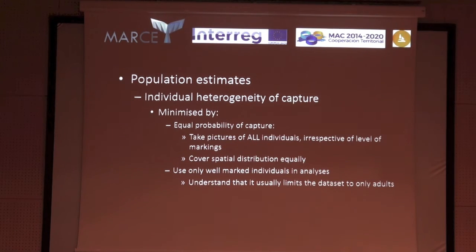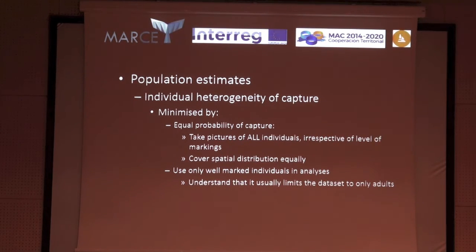So it can be minimized by equal probability of capture. Okay, so this is when we're coming back to what you are doing in the field. So taking pictures of all individuals, irrespective of the level of marking, so you don't have individuals that you focus on because, oh, this one is really well marked, so I just want this one, but then you're forgetting the other individuals. So this is when you are creating heterogeneity, when you're trying to only get really well marked individuals, when you should take all of them. And to cover the spatial distribution equally.